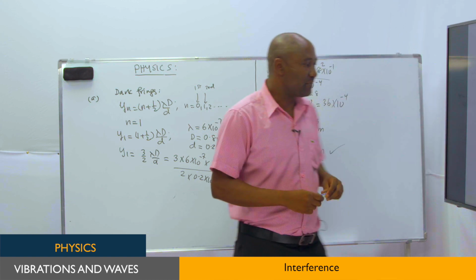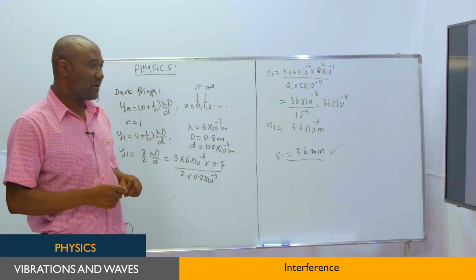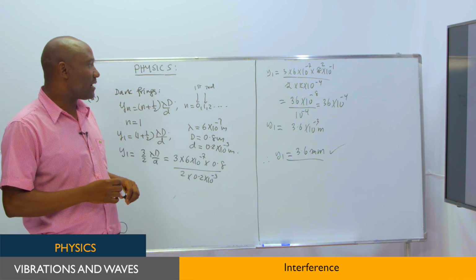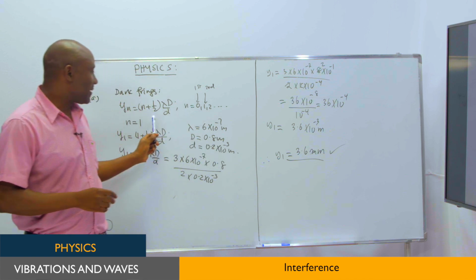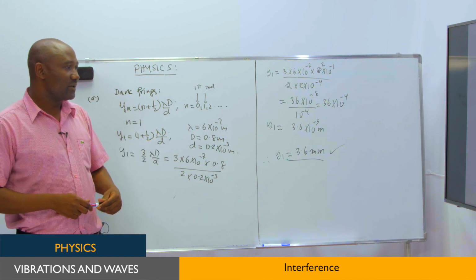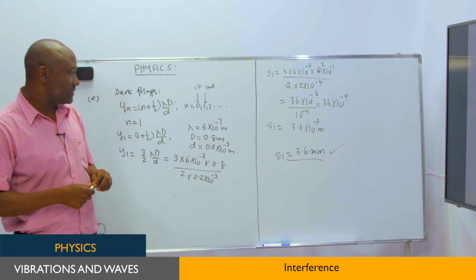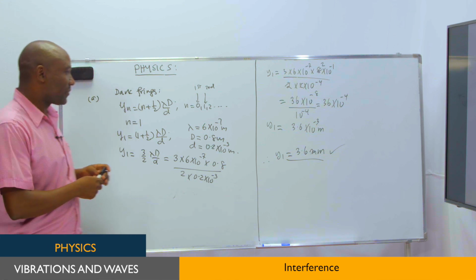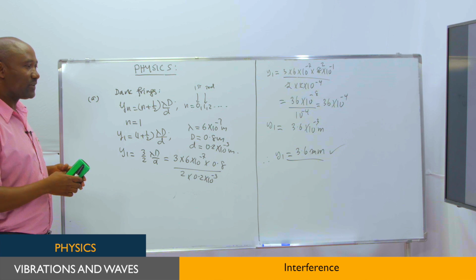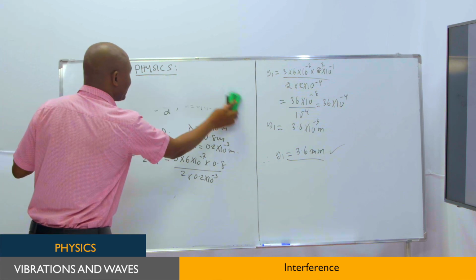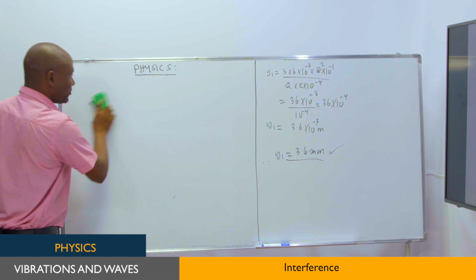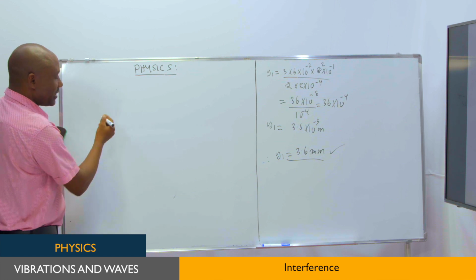So choose the order from n equal to 0, that's the first order, and so on. That was the first part of that question. Find the distance of the second dark fringe. Choose the formula, apply the correct order, and then you come up with the correct answer. Part B, determine the distance of the second bright. Now for bright, if you remember, that's where you have to check closely.